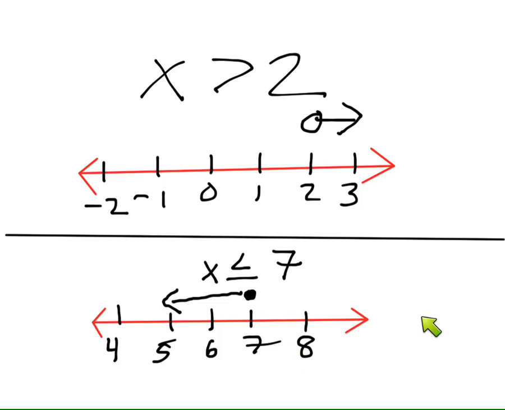All the numbers on this side make it false, right? 8 doesn't work. 9 doesn't work. 10 doesn't work. 100 doesn't work. So this is the solution, or this is how I represent all the numbers x could be. Okay, that's the first thing I want you to know about inequalities. Any questions with that? This is putting it on a number line.